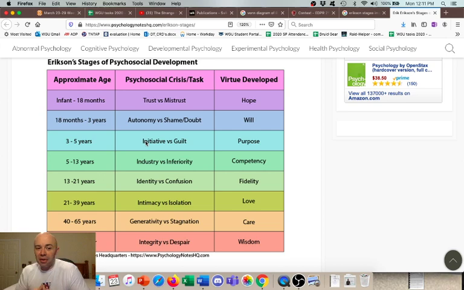13 to 21, what you guys are in, you're trying to figure out your identity, who you are. And by the time you're into early adulthood, it's intimacy versus isolation. You're trying to find your soulmate, the person you love. If you don't resolve that task or crisis, you may feel isolated. 40 to 50, people like me, you want to be generative. In other words, you want to give back.